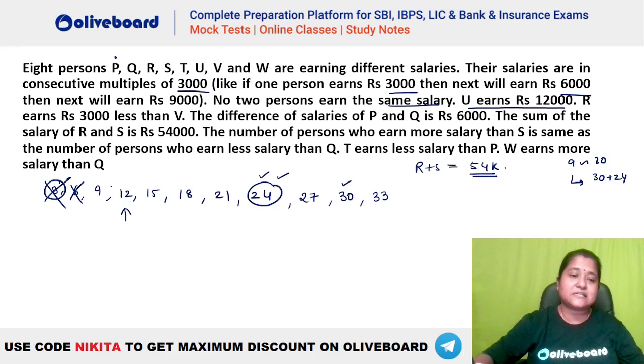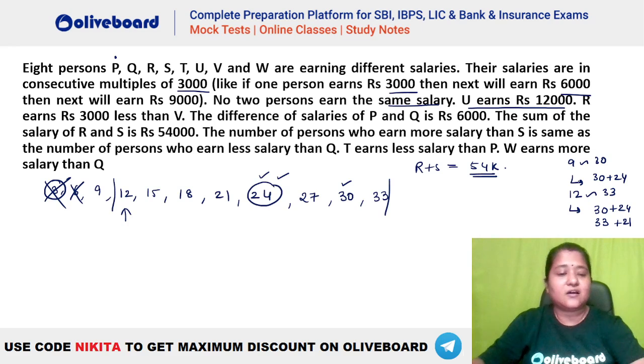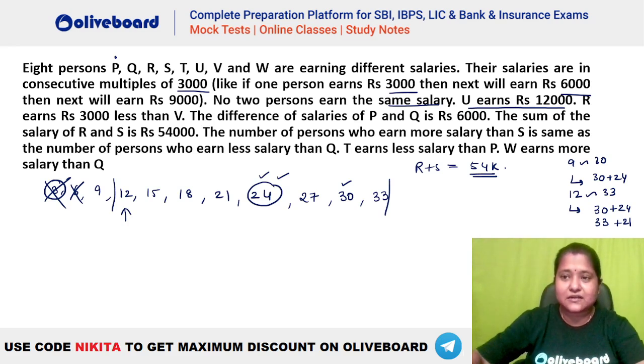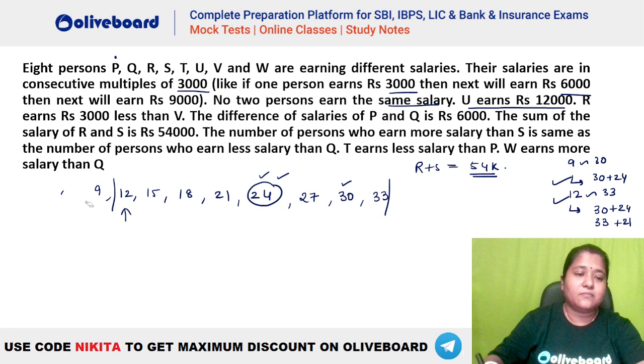Now the last possibility is you take the first one as 12,000 and the last as 33,000. Again, when you have this possibility, that is 12 to 33, then for the sum of 54, you can see one of them is 30 plus 24, that is anyways there. We have another possibility, that is 33 plus 21, right? I hope this is clear. So you can see we have 3 possibilities in here. That is one possibility when we have 9 to 30 and 2 possibilities when we take 12 to 33. I hope this is clear. So we will consider all the 3 cases.